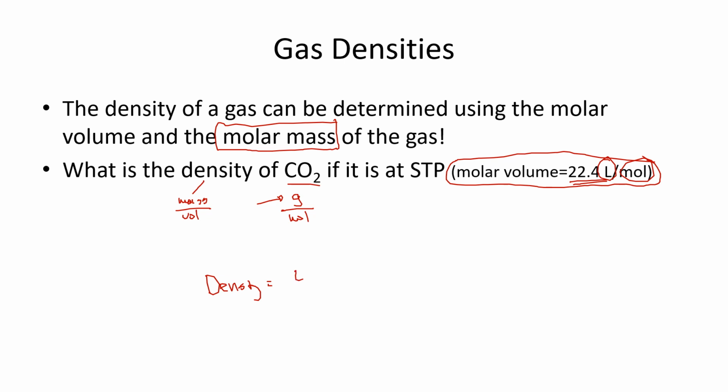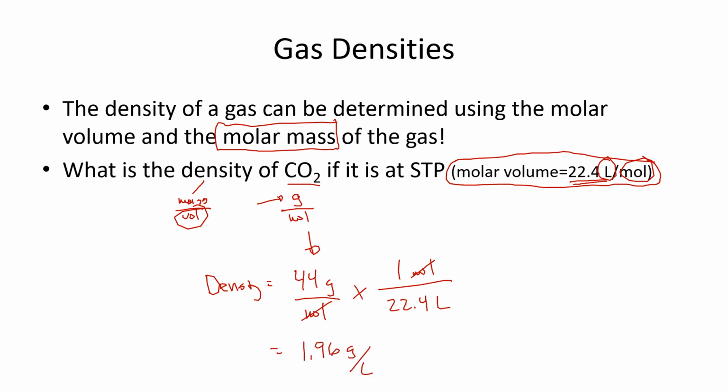So density equals, we'll use the 44 grams per mole, which is the molar mass of carbon dioxide. And then we want to have the volume on the bottom here. So we'll put the 22.4 liters for every 1 mole on the top. And you see the moles cancel each other out. And you end up with, if you divide, ends up being 1.96 grams per liter. So that nice relationship, the molar volume, can help you get the density as well. You just need to use your molar mass.